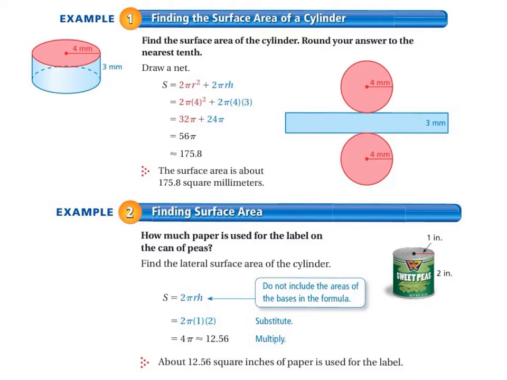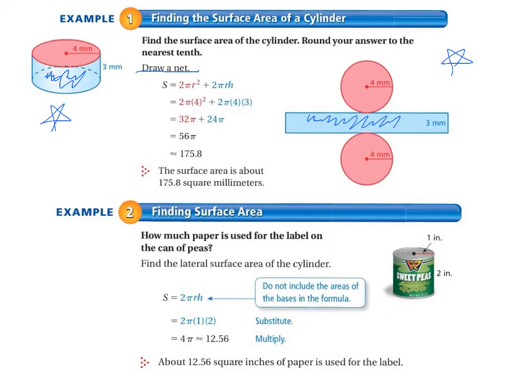Example 1. Finding the surface area of a cylinder. The first thing we do is draw a net of our cylinder. So over here we have our cylinder, and over to the right we have a net. Now notice that the blue in the middle, which is over here on our cylinder, is a rectangle when we lay it all out and flatten it.